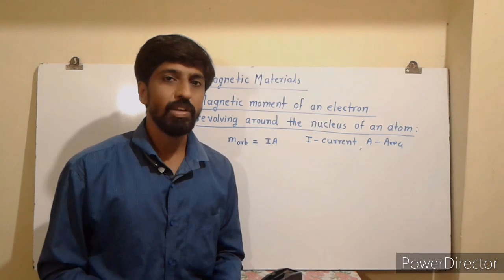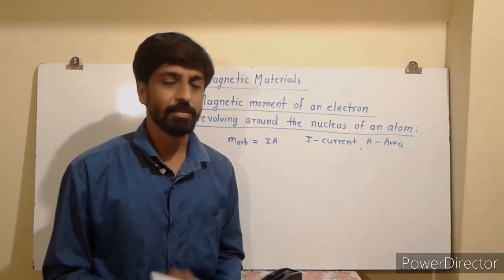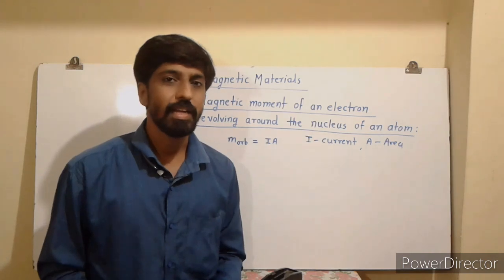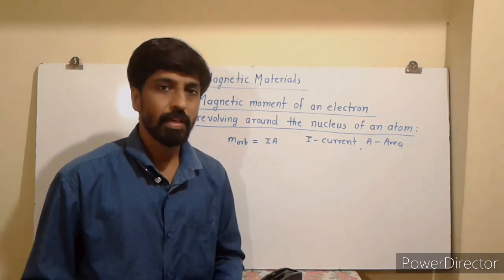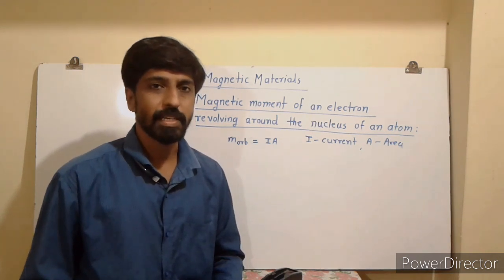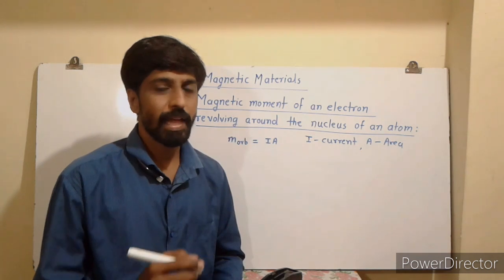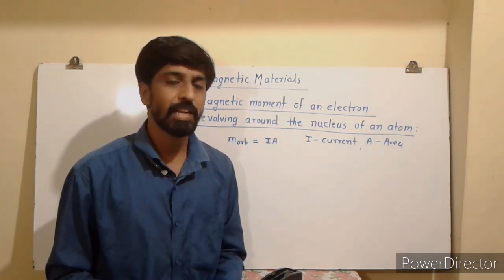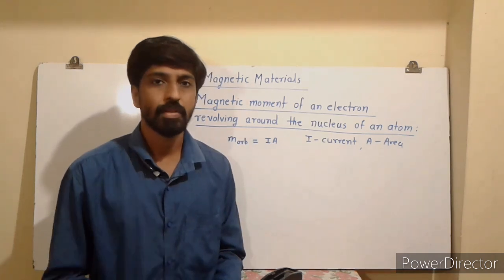Friends, it is only a part of the magnetic moment of an atom, and it is referred to as the orbital magnetic moment. An electron possesses intrinsic angular momentum. The spin magnetic dipole moment results from this intrinsic spin.